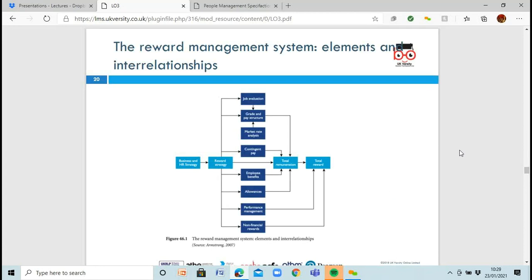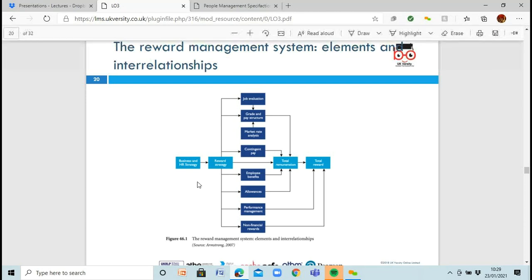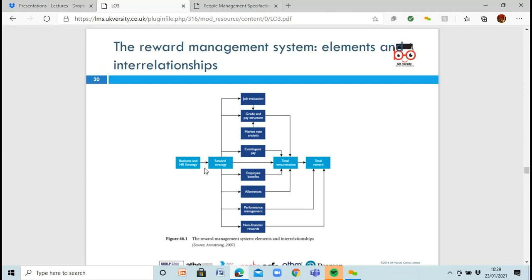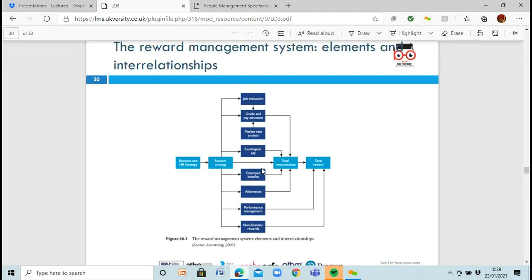Now we've got another image on here. This shows the reward management systems and the elements and interrelationships. Now you'll see there's two blue colors here. There's a lighter blue and there's a darker blue. In the lighter blue, this is what you're putting in. So it's the business and HR strategy working towards a reward strategy. And then in the darker blue, you've got job evaluation, grade and pay structure, market rate analysis, contingent pay, employee benefits, allowances, performance management, and non-financial rewards. Now, all of these things are going in towards the rewards. So from there, you're getting total remuneration and then total reward.